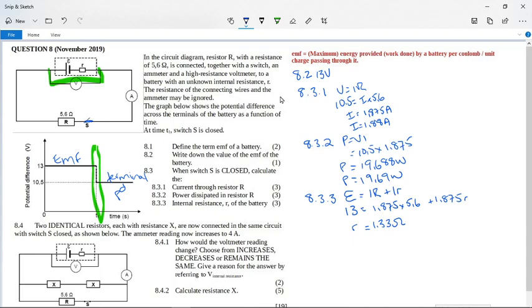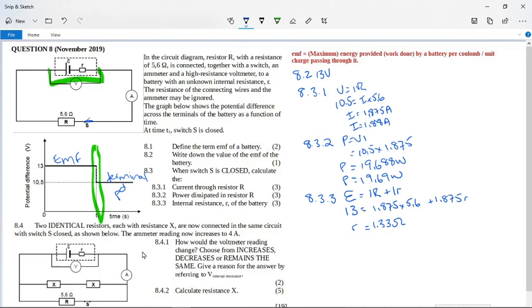Now the question goes on and it says to you, two identical resistors, each with resistance X, you can see them down the bottom over here, X and X, are now connected in the same circuit with the switch S closed as shown below. The ammeter reading increases to 4 amps. So if the current has gone up, it means you're going to lose more volts in the battery, because remember, the current is doing work in the battery on the internal resistance.